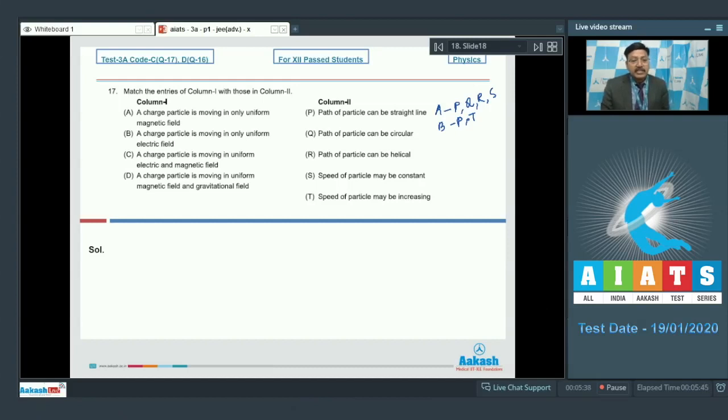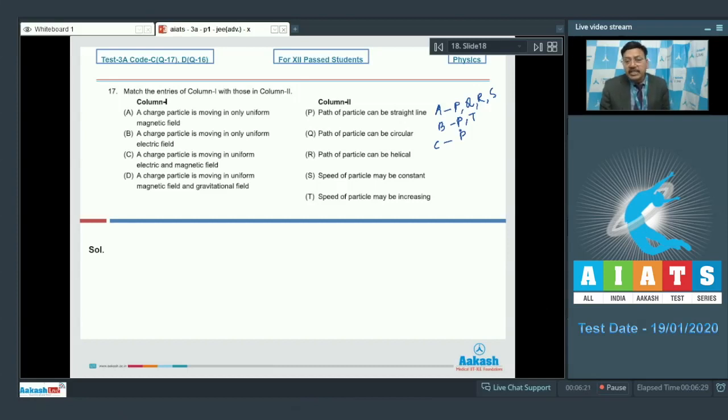Let's look at C now. It says a charged particle is moving in uniform electric and magnetic field. If that is the case, then path of particle can be a straight line is correct, and that is the case when the magnetic force and the electric force cancel each other, right? So if magnetic force and electric force on the charged particle cancel each other, in that case particle moves in a straight line with uniform velocity. So C matches with P. For this reason it can move in a straight line.